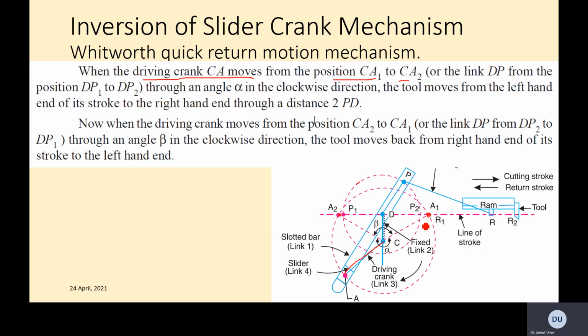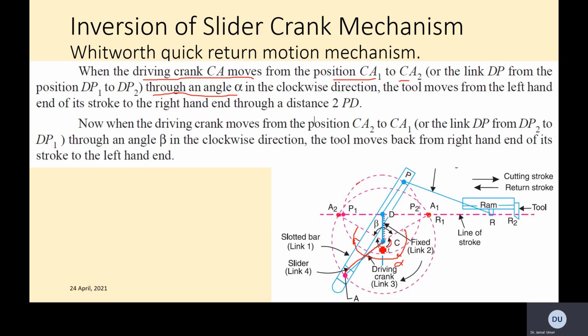So it's moving from CA1 to CA2, or the link DP. This is for the driving crank. So the crank is moving from CA1. If I draw it like this, this is the mechanism. So CA1 to CA2. This is the direction of movement when the crank is moving from CA1 to CA2 through an angle alpha. So this is now the angle alpha.